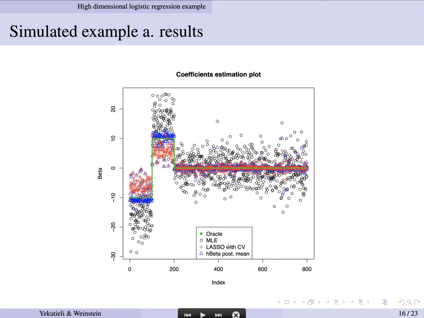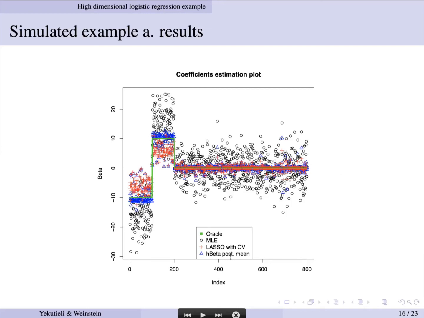The red ones are lasso with cross-validation. The lasso with cross-validation actually fixes it, but kind of the other way around. The MLEs for the minus 10 are too small. The lasso estimates for the minus 10 are too big, okay? What about the lasso for the plus 10? They're too small, okay? And for the zeros, they're kind of okay.